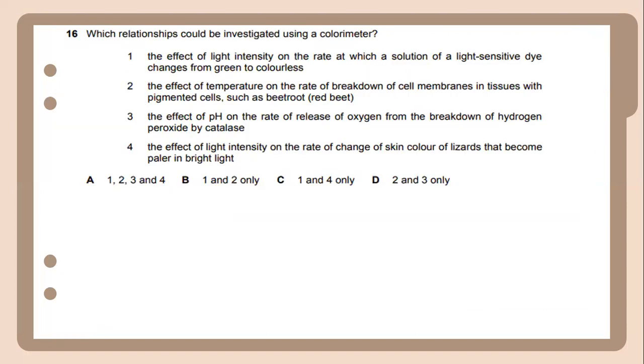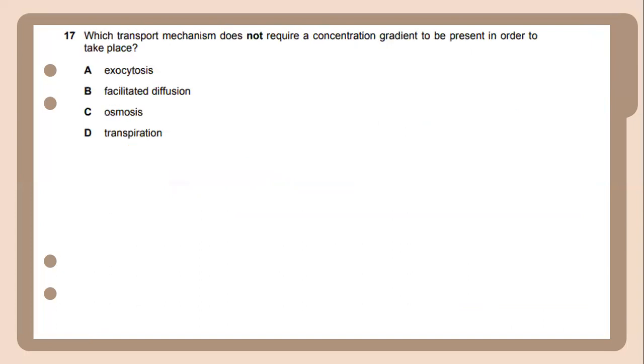Number 16, which relationship could be investigated using a colorimeter? The options will be 1 and 2. 1, the effect of the light intensity on the rate at which a solution of the light sensitive dye changes from green to colorless. And 2, the effect of temperature on the rate of breakdown of cell membrane in tissue with pigmented cells, such as beetroot.